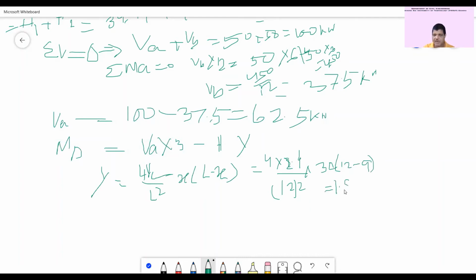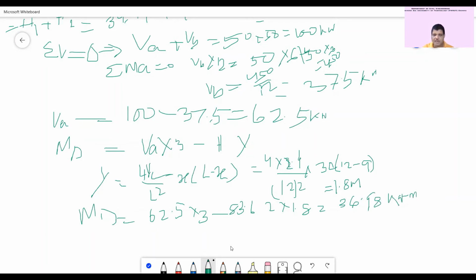So you can calculate the value of Y. H is already obtained, 83.62. So you can now calculate MD. The bending moment at D will be equal to VA, that means 62.5 into 3 minus H, which is 83.62 that we have calculated, into 1.8. So this comes out to be 36.98 kilonewton meter. So this is the bending moment at D.